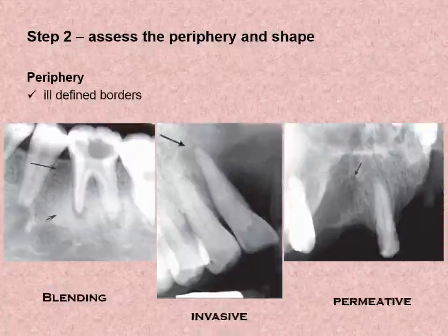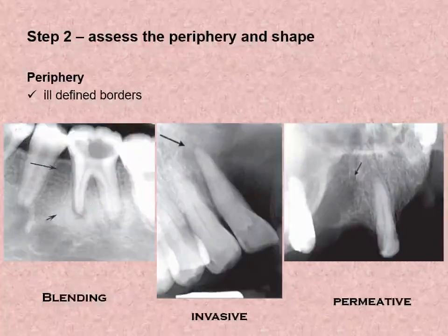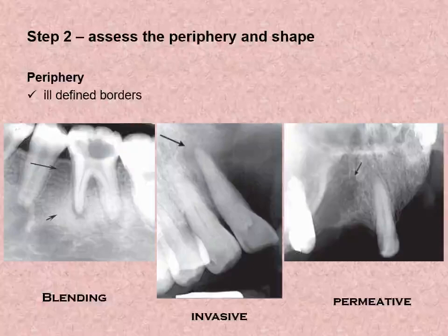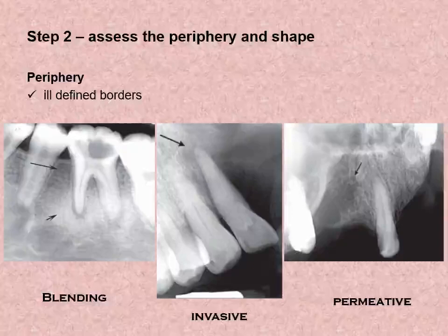Then we have ill-defined borders. As the term indicates, ill-defined means we cannot define the border between the normal bone and the pathology very clearly. Among ill-defined borders, we have blending borders, as seen in image 1 with a black arrow. There is a gradual transition between normal appearing bone trabeculae and abnormal appearing bone trabeculae of the lesion. Usually this is commonly seen in reactive lesions like osteomyelitis.